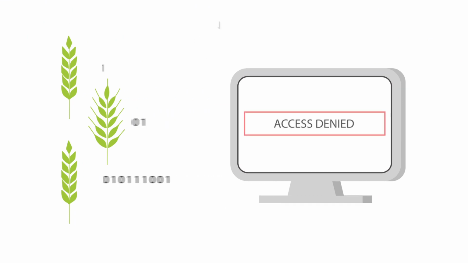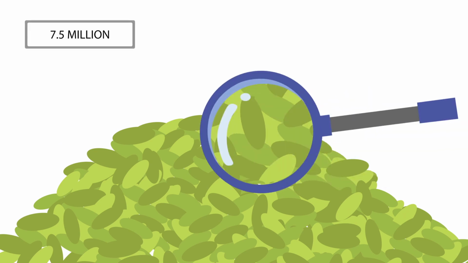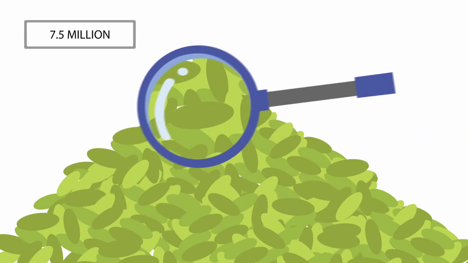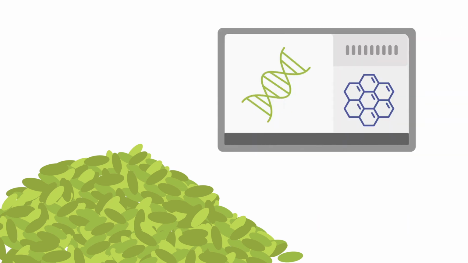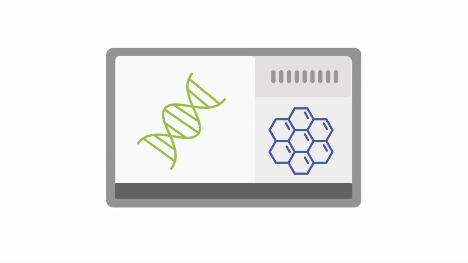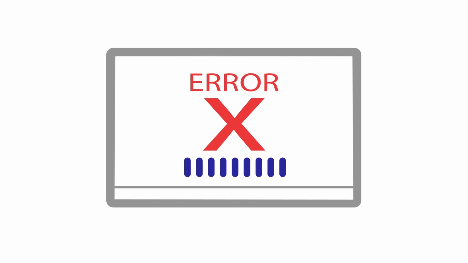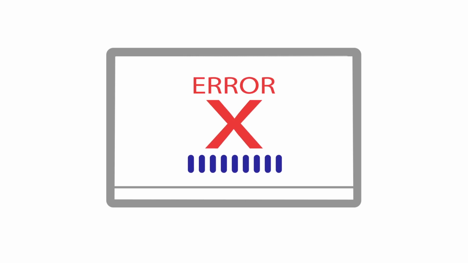seeds in their collection. So, how do you find the right seeds amongst 7.5 million seed types that are stored in more than 1,700 genebanks across the world? Especially when most genebanks don't generate extensive genetic data, let alone use standardized formats to make genetic data comparable.